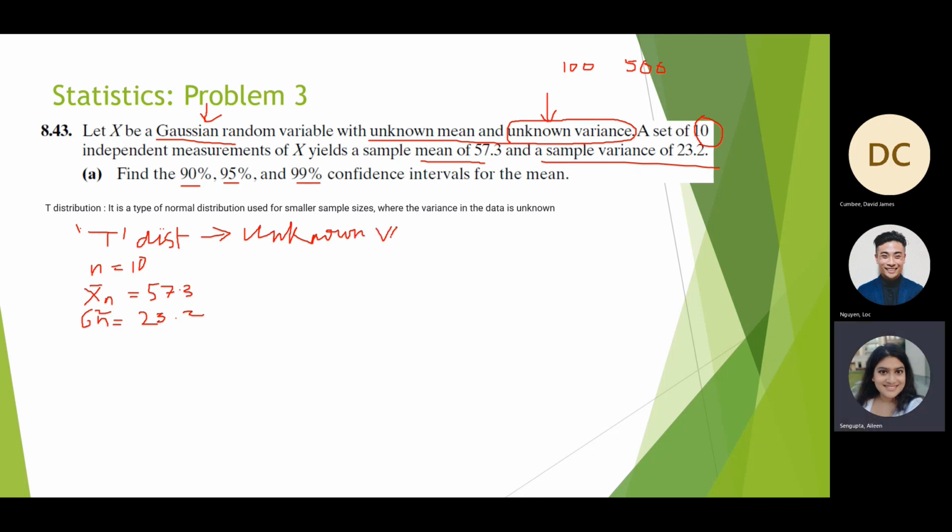Unknown what? Unknown variance. Okay, so that is supposed to be known. Okay, then what do you do? Well, then you have already concluded that. So then 90% means what?